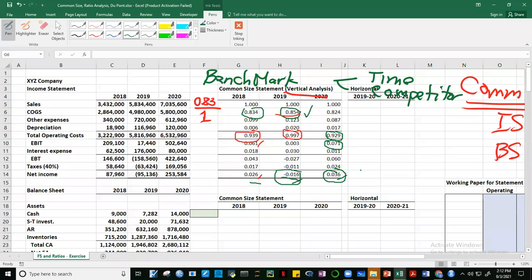Titingnan over time. Okay, over time, ano nangyari sa operating cost ratio natin? Over time, ano nangyari sa net profit margin natin? Over time, ano nangyari sa operating profit margin natin? Okay, yung margin, ibig sabihin ng over sales, itong common size statement. Okay? So, is that clear, guys? Clear itong pag-analyze natin, ang vertical analysis. Okay, again, benchmark against time.